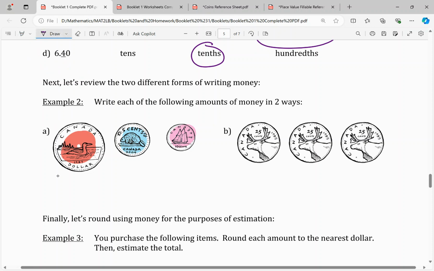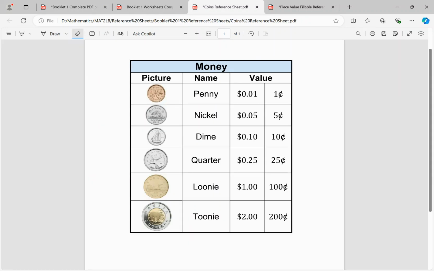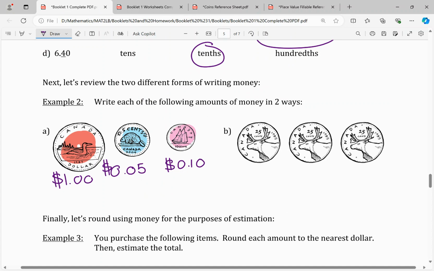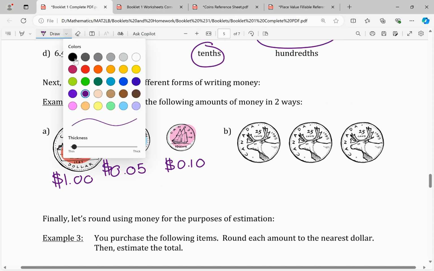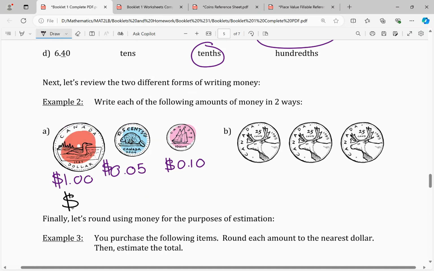Now, a loonie is worth $1. A dime is worth 10 cents. And a nickel is worth 5 cents. Again, if you struggle to remember what each coin is worth, you can use your coin reference sheet to help you out. The pictures are there for this reason. Using a calculator or in your head, you can add up these three values together to get $1.15.